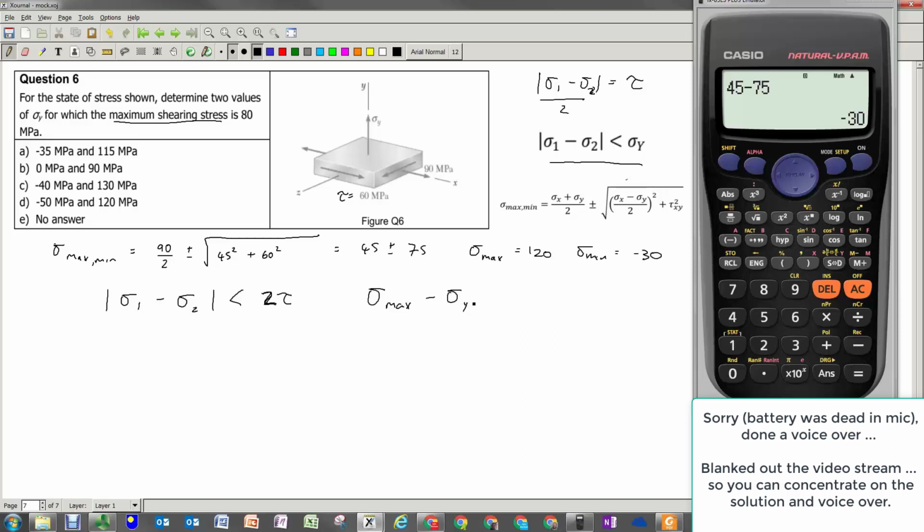So I'll take my first sigma and let that represent the maximum stress, and then I'm going to be taking away the other stress component, which we're imagining is going to be pointing off into the y direction. The maximum shearing stress that we're allowed to apply is the 80, so that's going to be 2 times 80. I'll take that to be the first possible case.